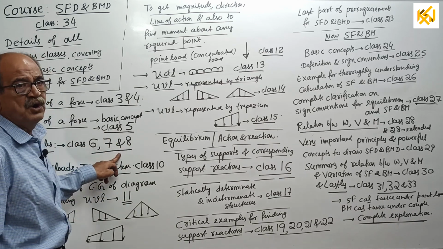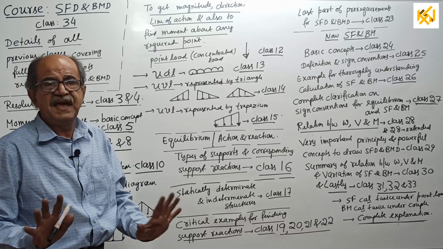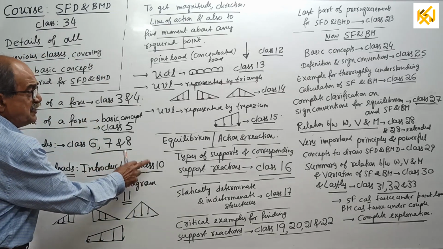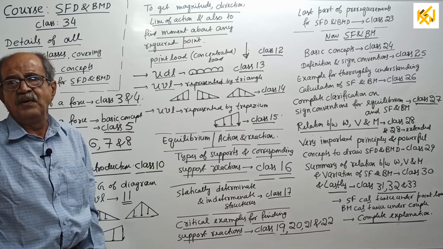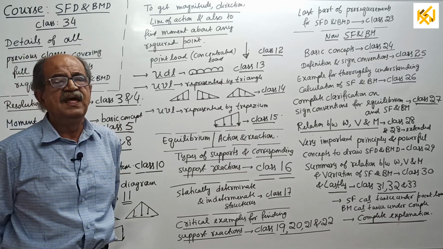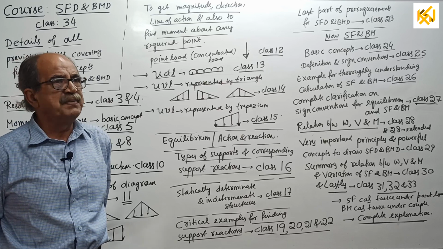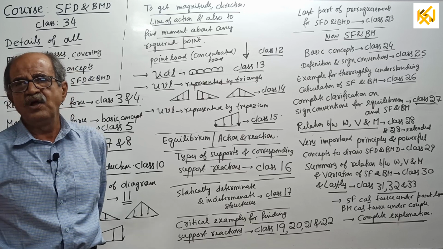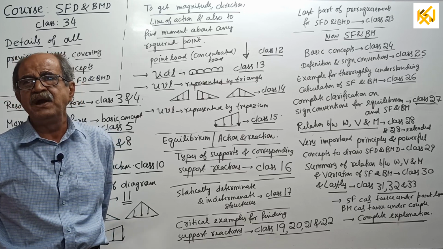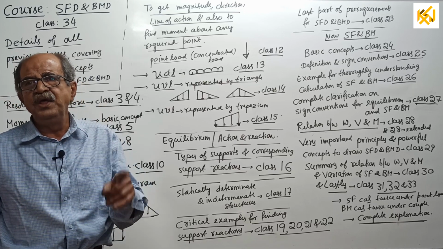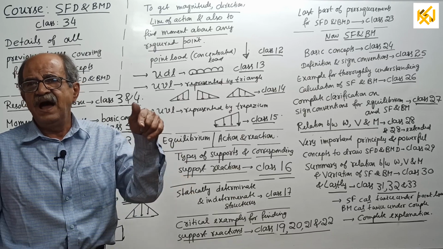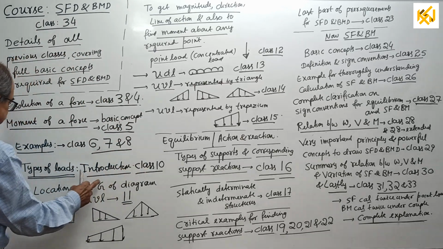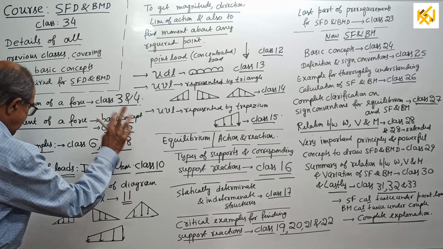Here only point loads are considered. Basic examples. Then, types of loads. Introduction. What are all the different types of loads? Point load or concentrated load, and distributed load. In distributed load, UDL, UVL. UVL subdivision is either represented by a triangle or trapezium. For those details, class number 10.